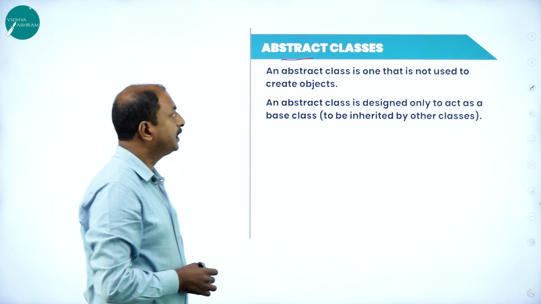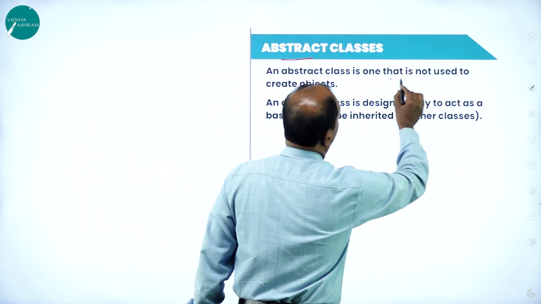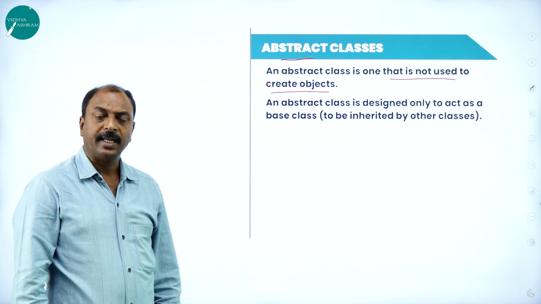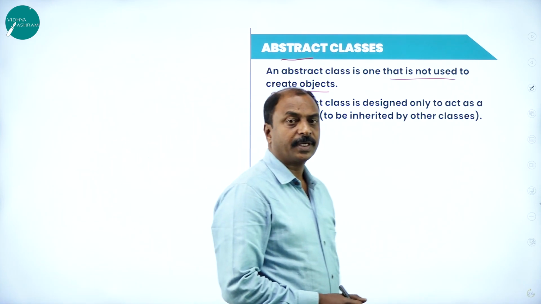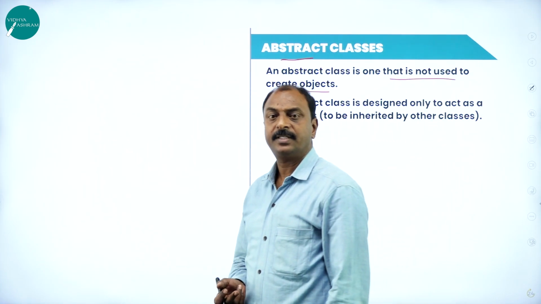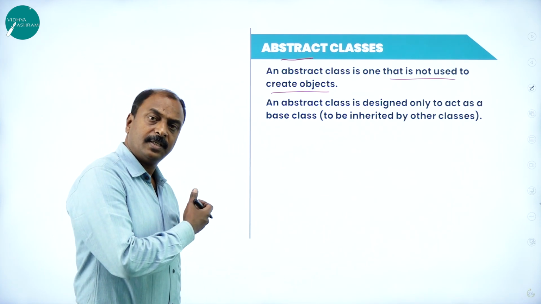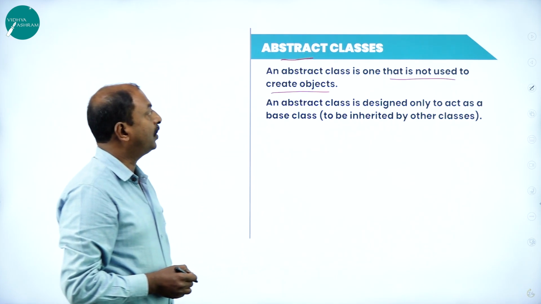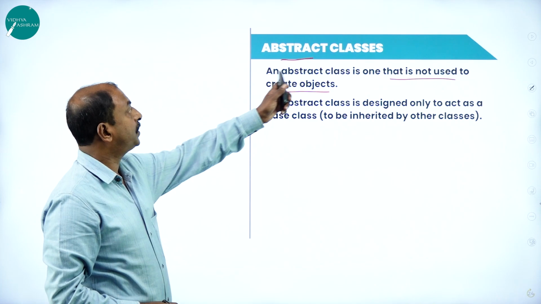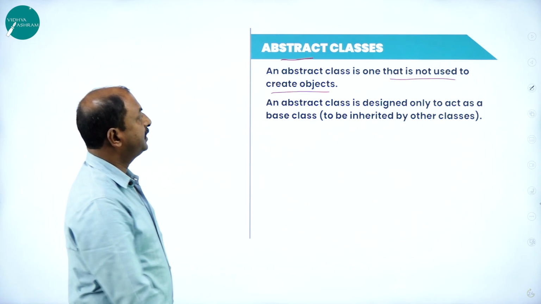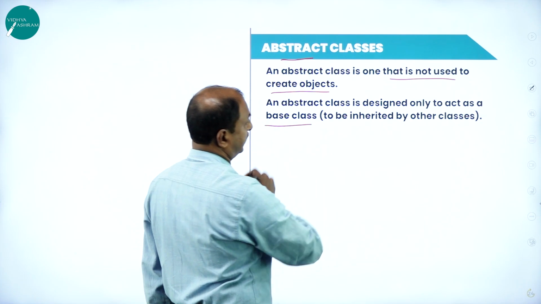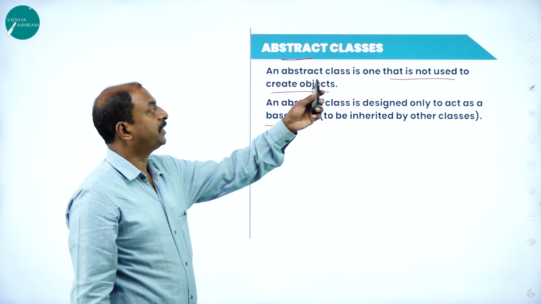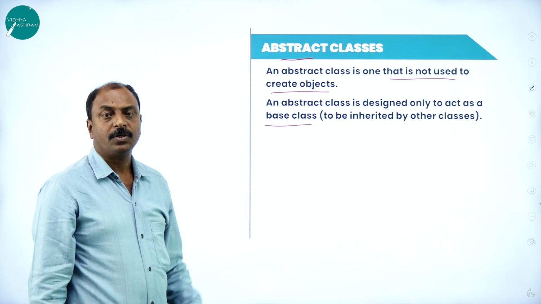In the next slide, abstract class. What is an abstract class? It is one that is not used to create objects of a class. Generally, with the help of a class we can create any number of objects. That is the concept you have seen in the previous sessions. But there are some abstract classes, and they are not used to create objects. That's the definition of an abstract class. It is designed only to act as a base class, and here it is not possible to inherit any characteristics from these abstract classes. So this is the definition of an abstract class.